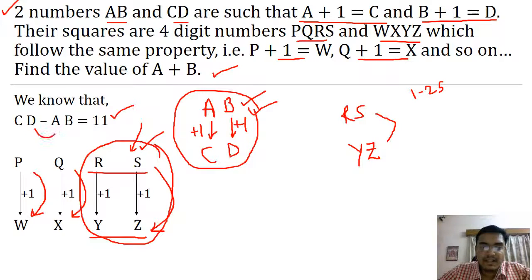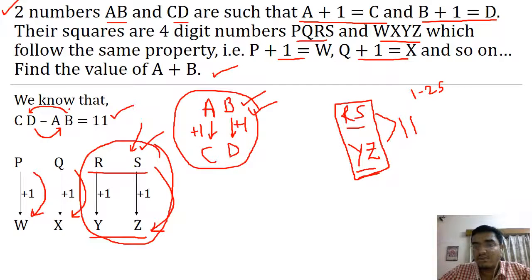Why? Because AB and CD are numbers such that when we add 1 to B, we get D. So that means B and D are consecutive numbers. And if B and D are consecutive numbers, that means RS and YZ will be consecutive perfect squares: 5 or 6, 6 or 7, 7 or 8, like that. So we have to find RS and YZ such that the difference between them is 11. So between which two perfect square values is the difference 11? Obviously we have 25 and 36.